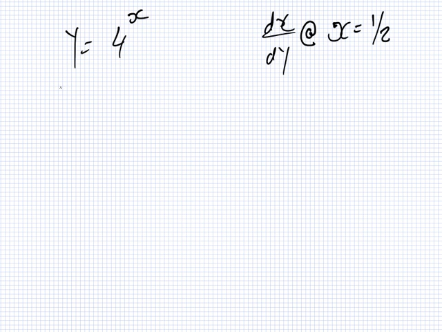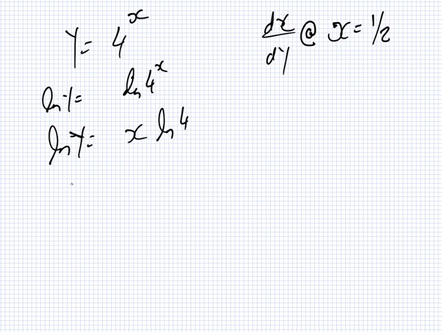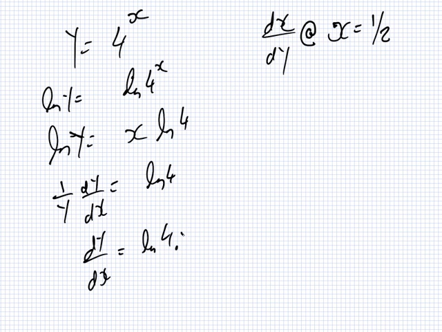Rightio. So what I'll do is I'll log both sides. And I get log y equals log 4 to the power x. So I get log y equals x log 4, and I'll use implicit derivatives. So this is 1 over y dy/dx equals log 4, because this is a constant times x. So dy/dx is log 4 times y. So that means dx/dy is 1 over log 4 times y.